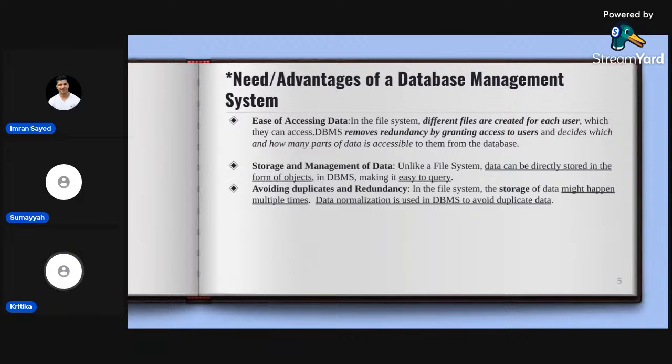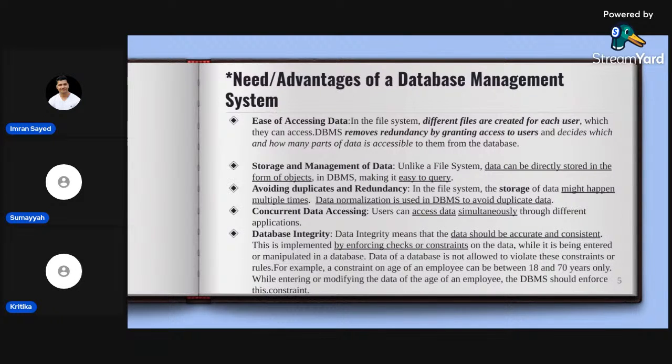Avoiding duplicates and redundancy. In the file system, the storage of data might happen multiple times, so data normalization is used to avoid duplicate data. Concurrent data accessing: we use this to access data simultaneously through different applications. Database integrity means that data should be accurate and consistent by enforcing checks and constraints.